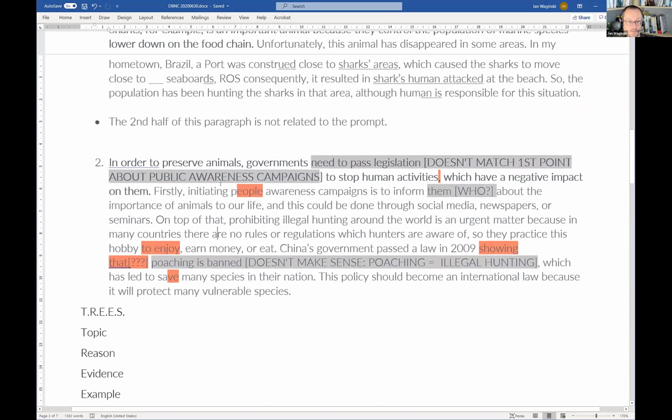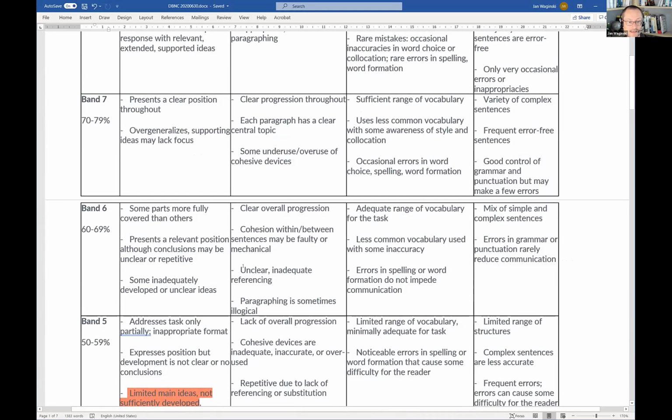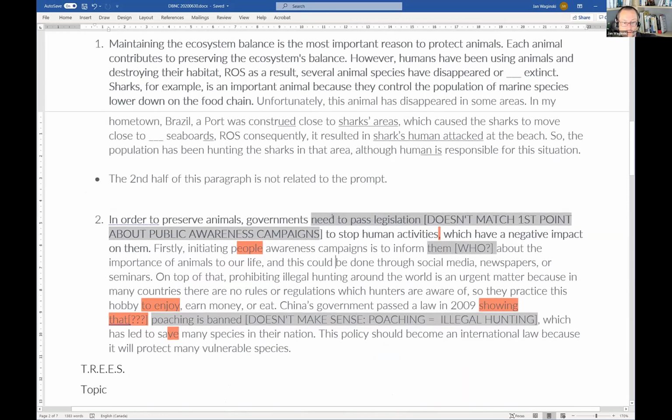The other thing I want to draw your attention to, I'm going to go back up to the rubric here. They have this thing here called unclear inadequate referencing. Referencing refers to things like pronouns. When you say they, it, them, it has to be clear what that pronoun refers back to. So if we go down here, first, initiating people awareness campaigns is to inform them about the importance of animals to our life. Inform who?